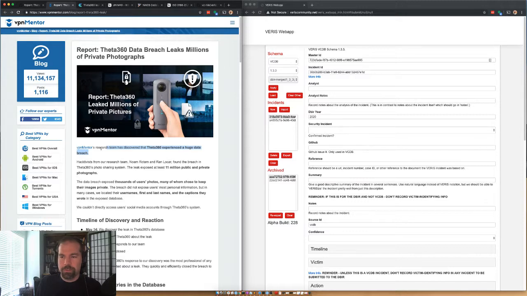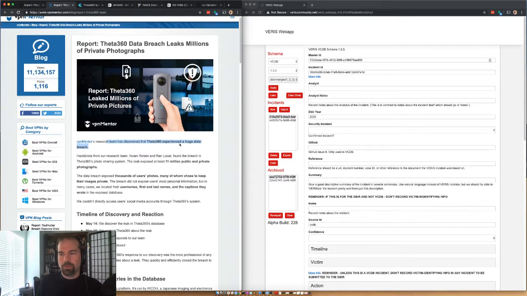VPN Mentor's research team discovered that they experienced a huge data breach. Now this is interesting, because is it that they discovered that the data was breached, or that they discovered the data and then downloaded it themselves, which technically for us qualifies as a breach because an unauthorized party accessed the data? But it wasn't necessarily a breach until the researchers actually downloaded the data. It would have just been vulnerable, similar to the last one. In this case, we know that the researchers at least downloaded the data.